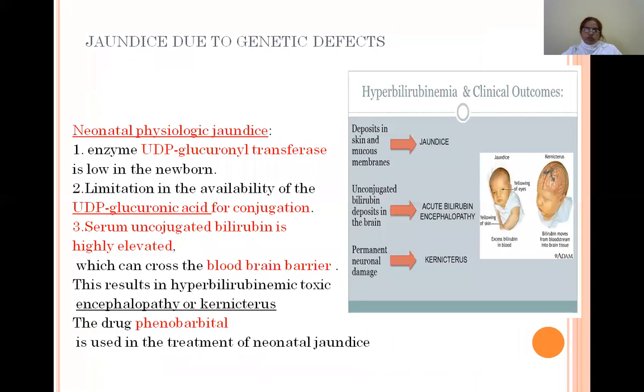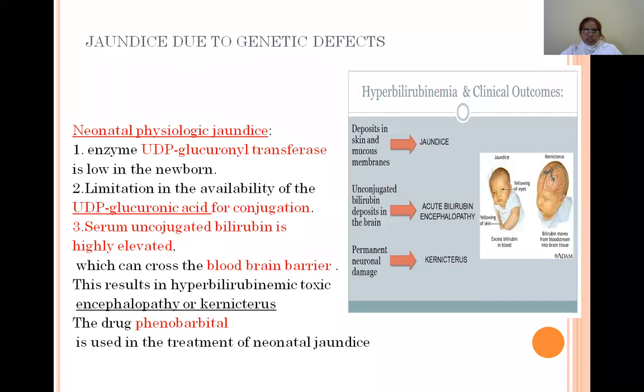Next is jaundice due to genetic defects, that is, neonatal physiologic jaundice. It is mainly due to the low content of UDP glucuronyl transferase in newborns, and also limited availability of UDP glucuronic acid for conjugation. Serum unconjugated bilirubin levels are highly elevated.